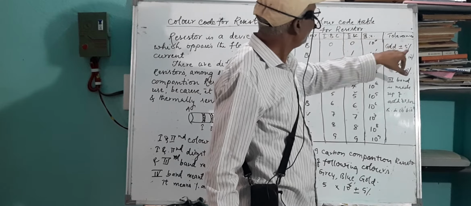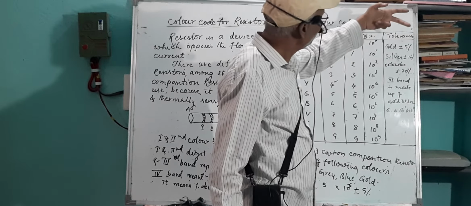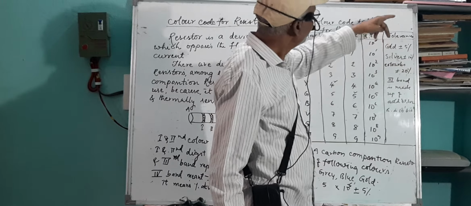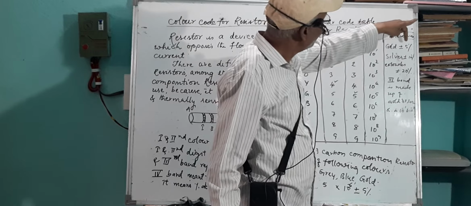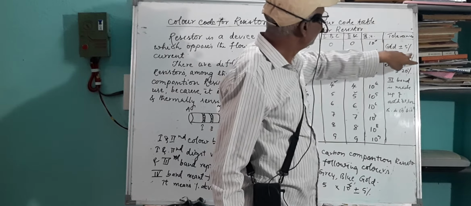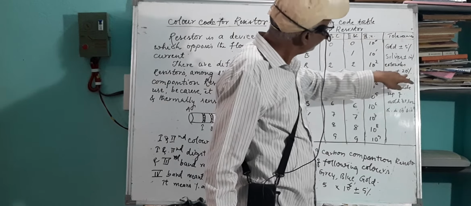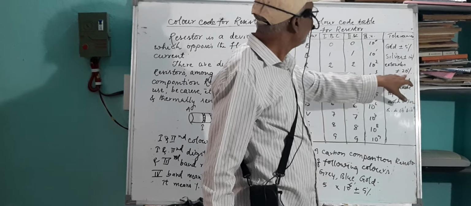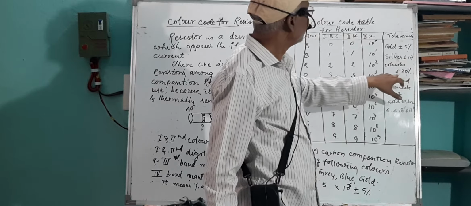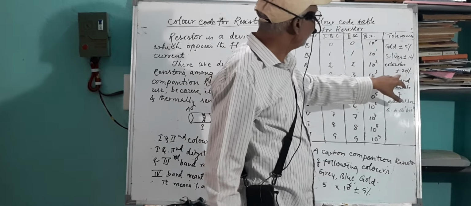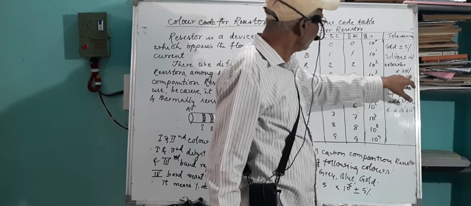Now the fourth band, as I said, usually will be there. It may not be there sometimes. If it is made up of gold color, the percentage deviation is 5%; silver color, the percentage deviation is 10%; colorless, meaning no color, the percentage deviation tolerance value is plus or minus 20%.